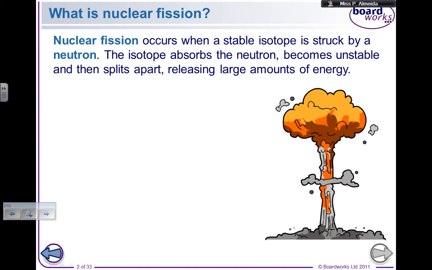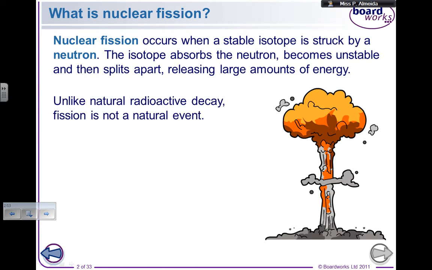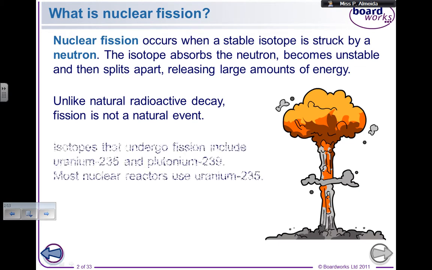So I get an isotope that is stable, but I make it unstable by hitting it with a neutron at high speeds, and then when it absorbs the neutron, it becomes unstable, splits apart, and releases the energy, okay? So unlike natural radioactive decay, fission is not a natural event. That's what I just told you now.